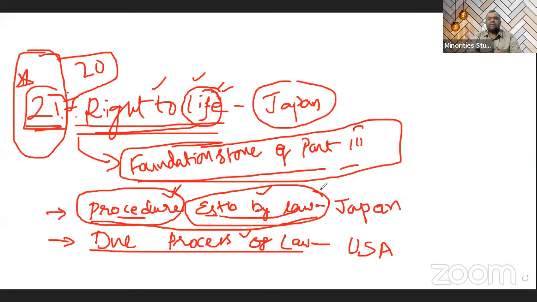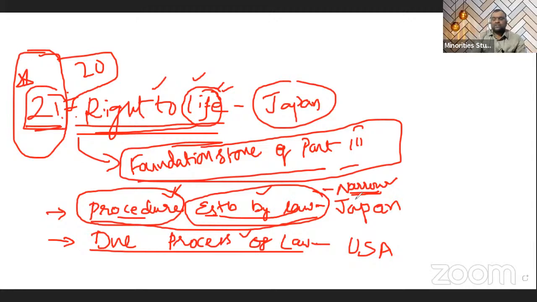So this is a very narrow interpretation. Narrow interpretation means a very limited way of thinking. The court will check whether the executives implemented the law according to what the law says, how the law was enacted, and what procedure was enacted by law. Whether those rules and regulations were followed by the executives or not, that's it. This is called procedure established by law.